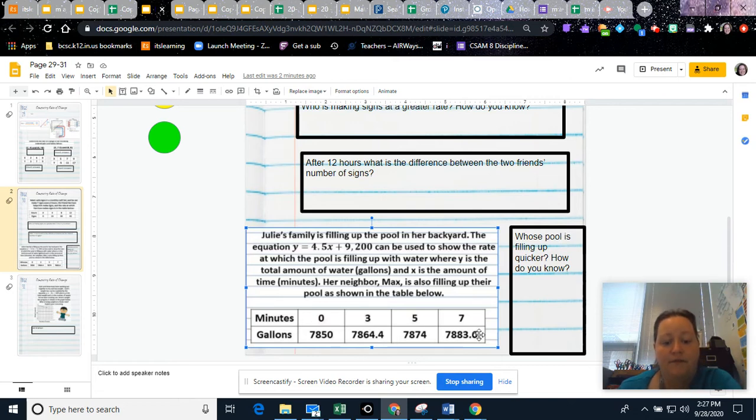And then you have this for Max. So to find his rate of change, how much do your y's change? In this case, it looks like 14.4. How much do your x change? 3. And then find the unit rate. You'll do 14.4 divided by 3. Whoever has the bigger slope, their pool is filling up quicker.